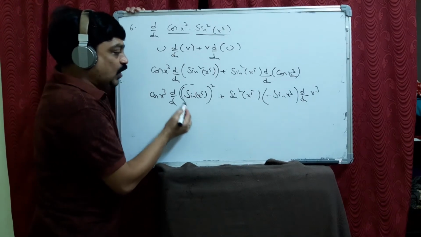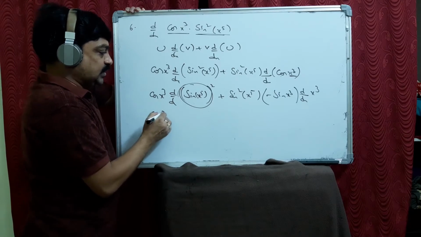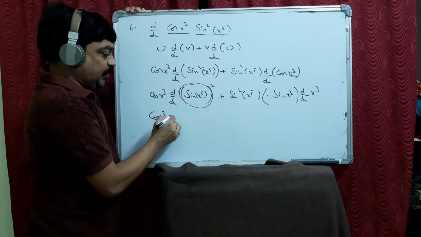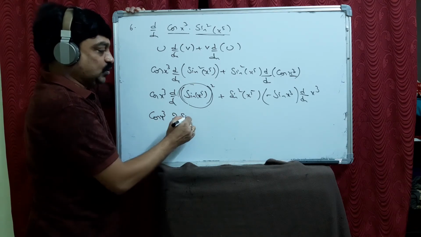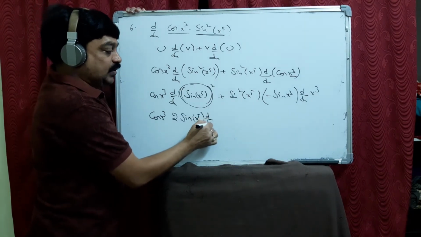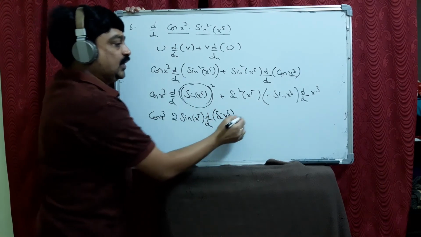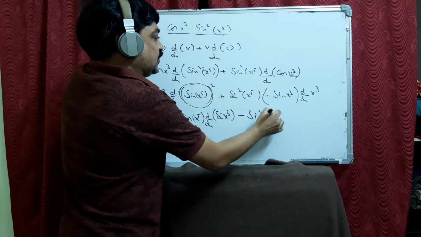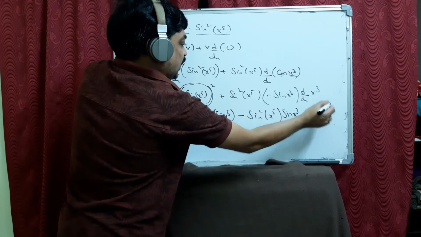Now we assume the whole thing as x here. It becomes cos x cube. It looks like x square. Derivative of x square will be 2x. What is x here? Sin x power 5. So 2 sin x power 5 into d by dx of sin x power 5. Now this becomes plus into minus sin square x power 5 sin x cube, and this is 3x square.